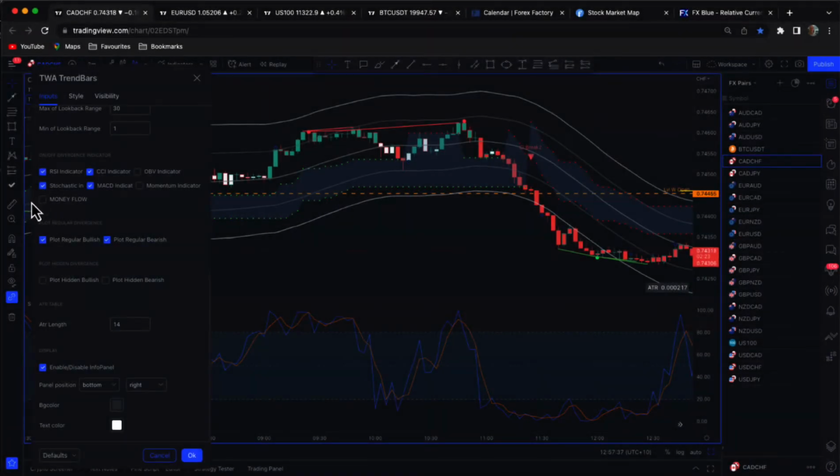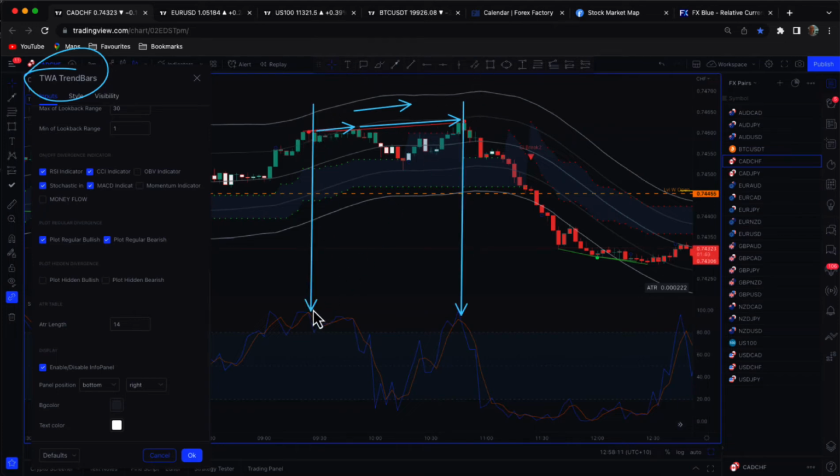I have the trend bars indicator settings open here, and I wanted to show you the divergence. In this case, we can see that the candles are giving us a higher high, higher high. So the momentum on the candles is bullish through this section here.